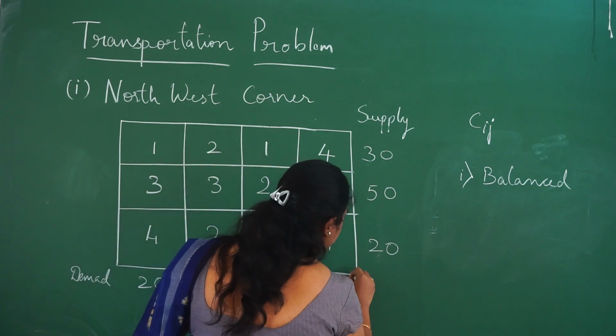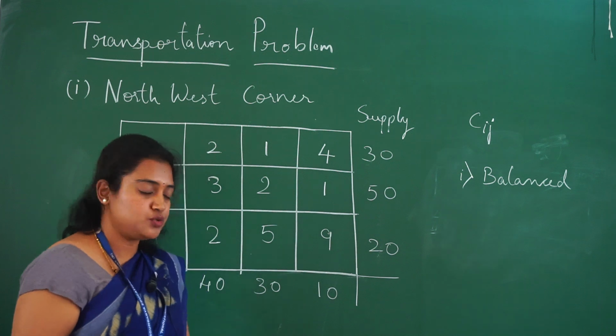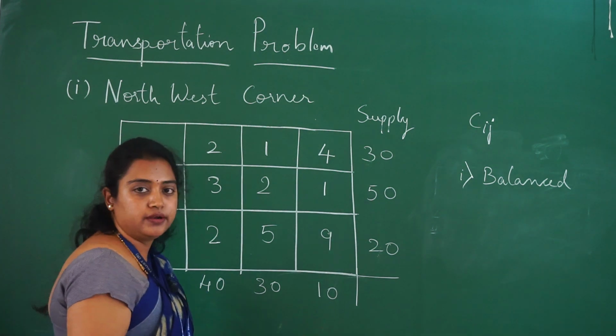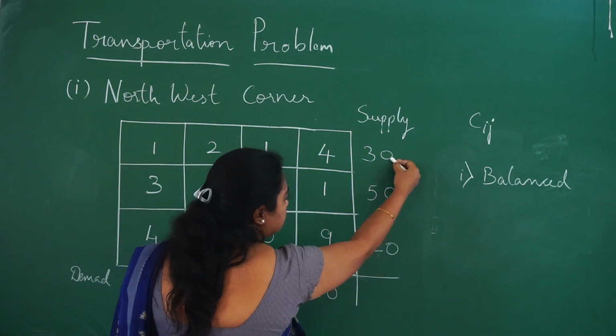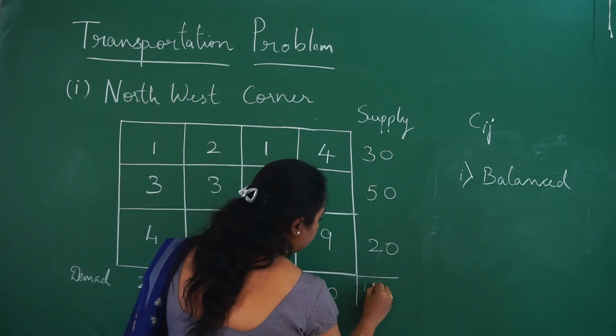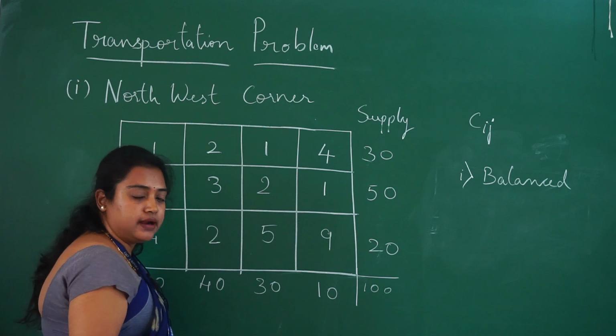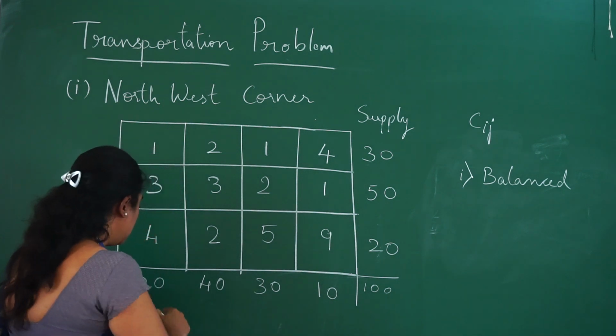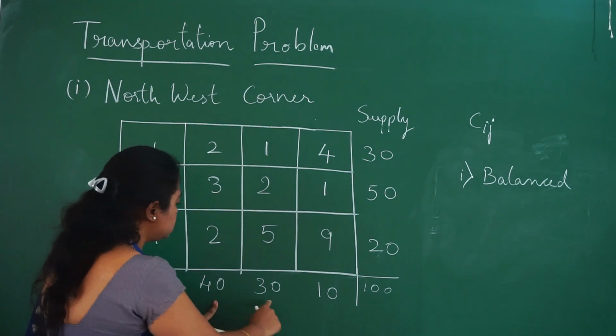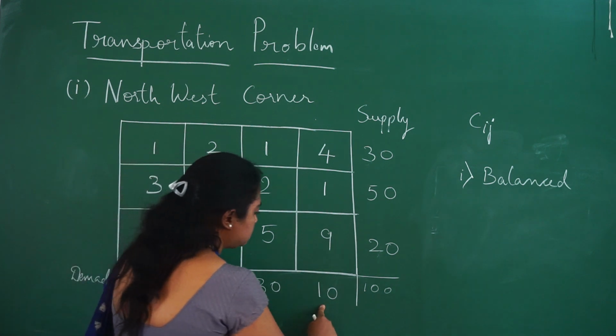To check whether the problem is balanced or unbalanced, you just calculate. For example, 50 plus 30 is 80, 80 plus 20 is 100. So on this side, the businessman has 100 products. Let us come here. 20 plus 40 is 60, 60 plus 30 is 90, 90 plus 10 is 100.